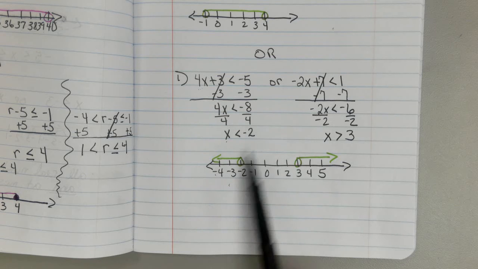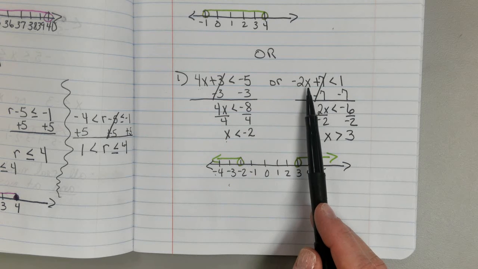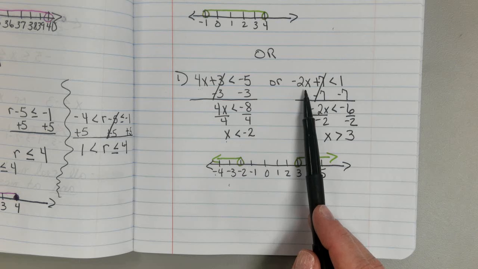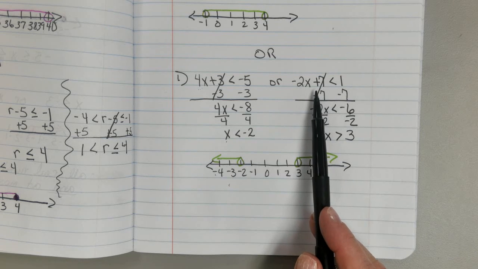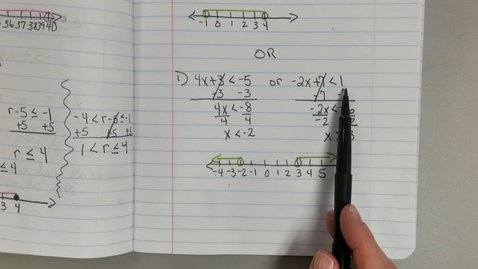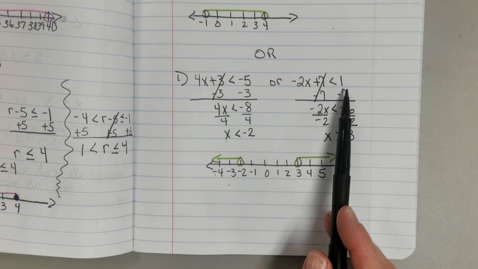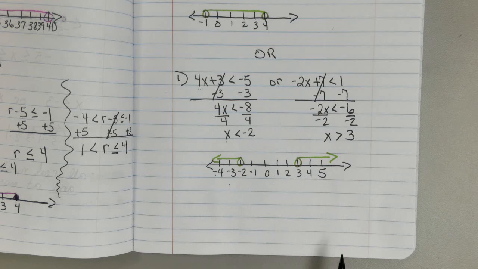Let's plug it in over here. So negative 2 times negative 3 is 6. 6 plus 7 is 13. Is 13 less than 1? No. So that's why you got to think about what you've got here.